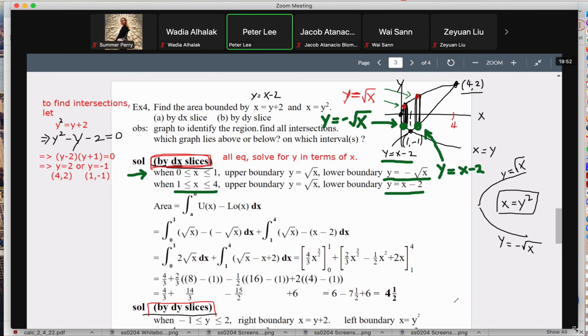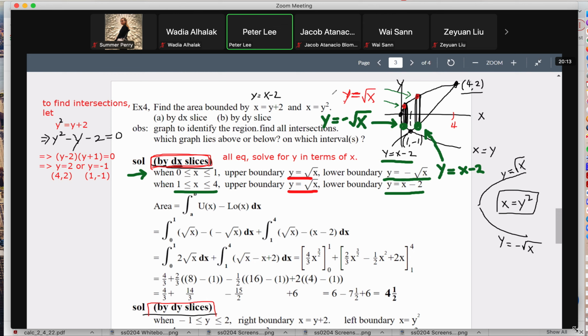The equation is different. The lower boundary for x between 0 and 1, and the lower boundary for when x is between 1 and 4 are different. But the upper boundary functions are the same. The upper boundary function is good for both. But because the lower boundary function is different, now we have to split this.